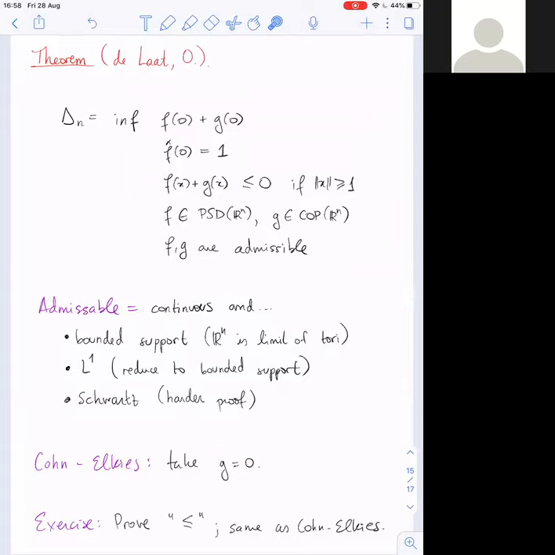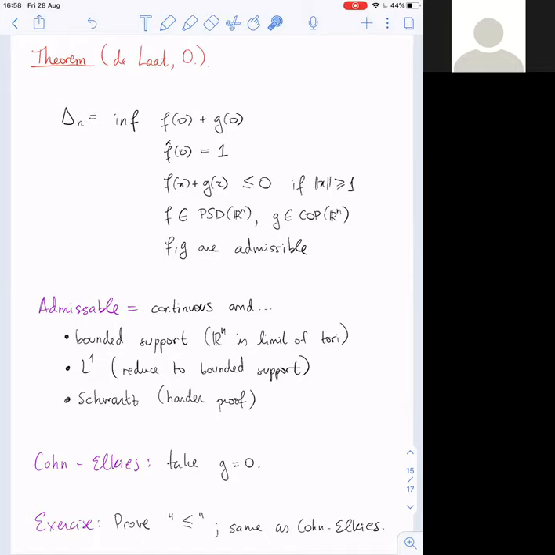So you lose this extra freedom you have here, and then you get an upper bound, right? And then it's a nice exercise to prove that the sphere packing density is less than or equal to this infimum, because the proof is the same as the Kohn-Elkies bound proof.